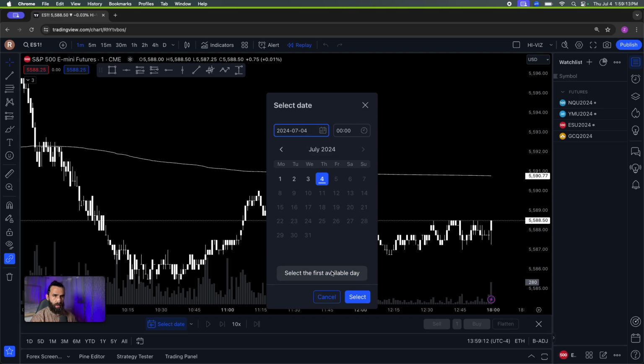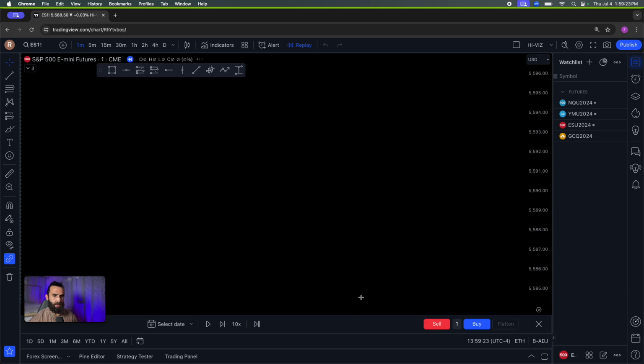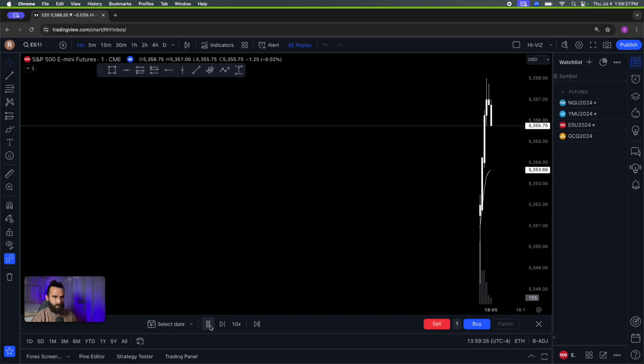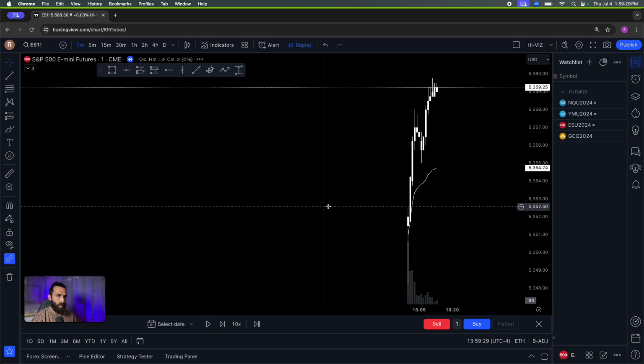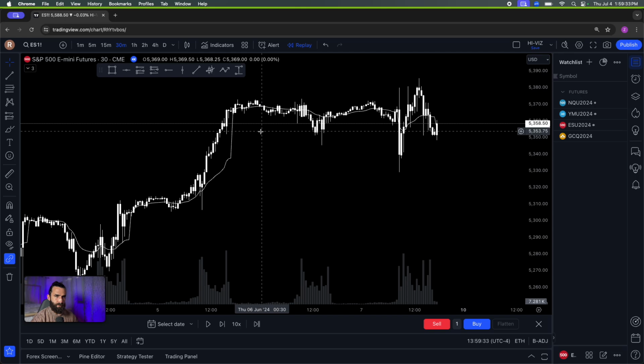So I'm on the 1-minute chart here. This is ES futures. This is what I like to trade for NYSE Open. I'm going to select the first available day and see what happens if I start to play this forward. Cool. Great. Let's get to the 30-minute chart.